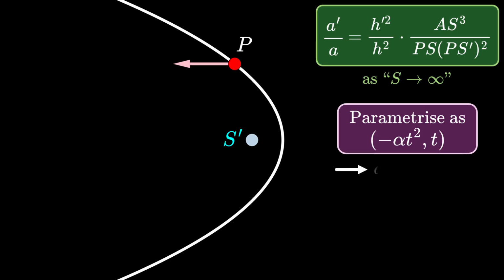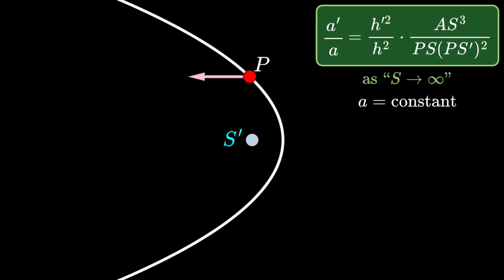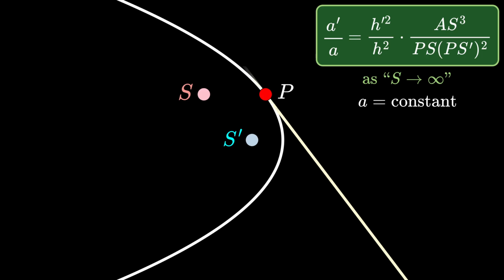But how do we compute the rest of the quantities in this formula? We first have to assume that S is at a finite position, just that we need to remember to take the limit to infinity later on. To construct point A, we first draw a tangent at point P, then draw a line from S parallel to PS', which intersects the tangent at A.